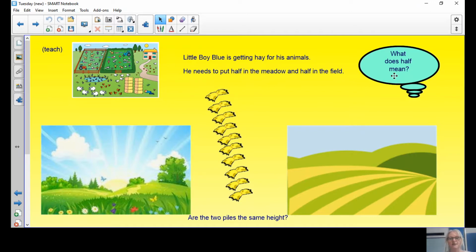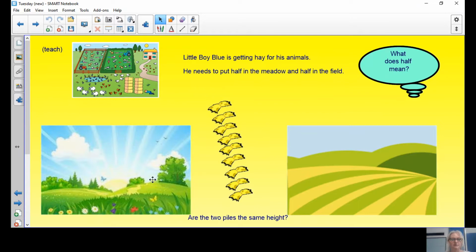And here it says, what does half mean? Now we were thinking, weren't we? Half means when you split it equally, so both sides have the same, between 2. So here's the hay. How many have we got? 1, 2, 3, 4, 5, 6, 7, 8, 9, 10 bits of hay. So I need to share them. If I'm going to get half, I need to share them into 2 groups that are the same.